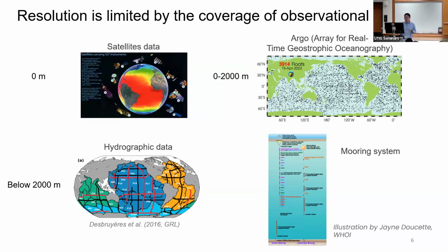Below 2,000 meters, we have these two data sets. The first is hydrographic data. In this map, you can see the hydrographic data is extremely sparse in space, and it's also sparse in time for each of these paths, and the reoccupation time is years or even decades. And we have the mooring system. The mooring system can give us higher temporal resolution, like daily or even hourly temperature resolution. However, in space, it is even more sparse compared to hydrographic data. So this is why for the deep ocean, we have large uncertainties.